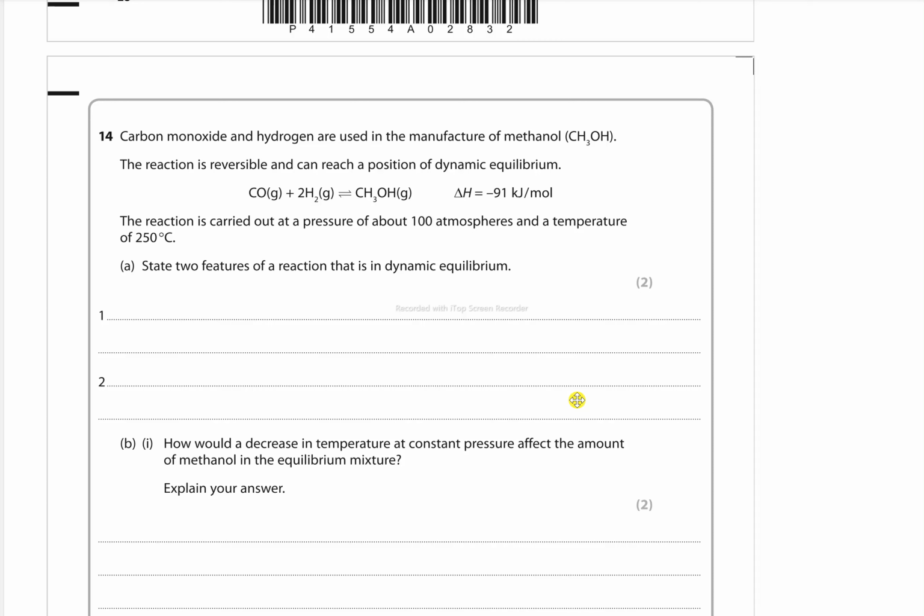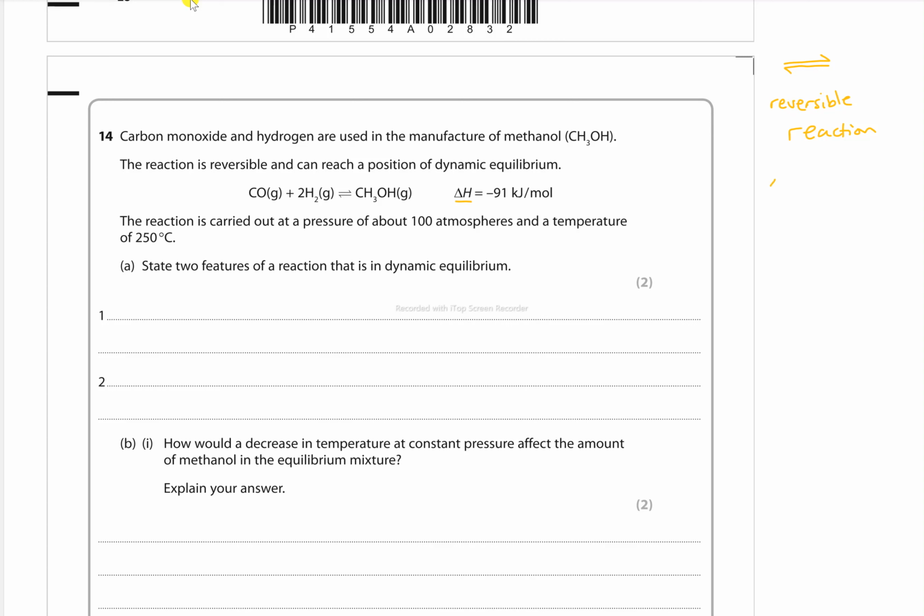Okay, so we're carrying on with this equilibrium paper. So let's just go through this again. So what does that mean? What does it mean actually? Reversible reaction. The reaction is going backwards and forwards.